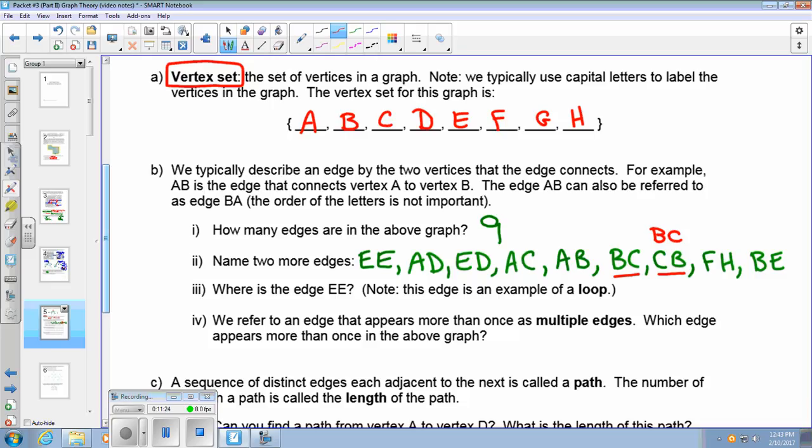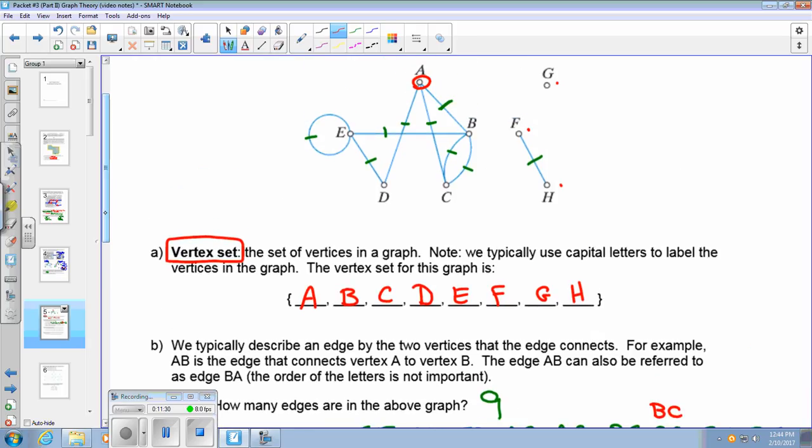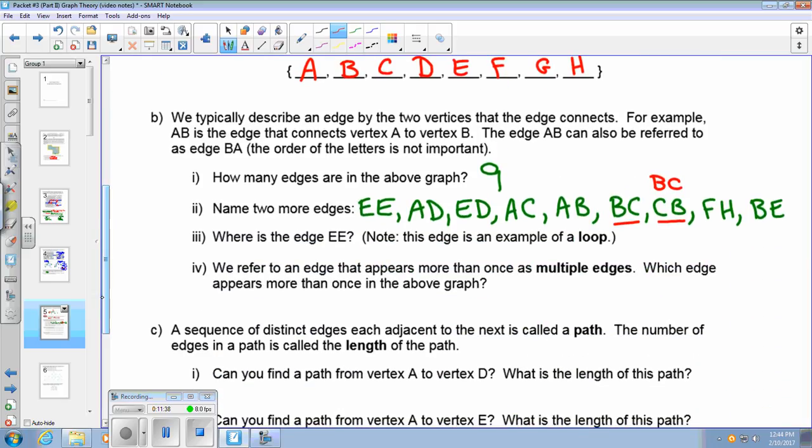Number 3, where's the edge EE? And note this edge is an example of a loop. Since an edge is named by the vertex it starts and stops at, notice that this edge starts and stops at the same vertex. So that's your example of a loop.